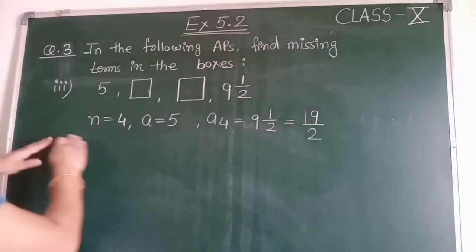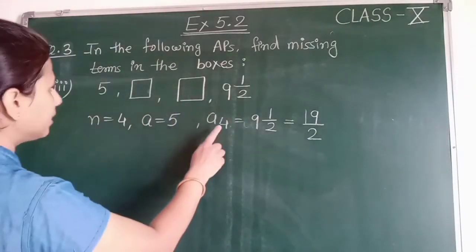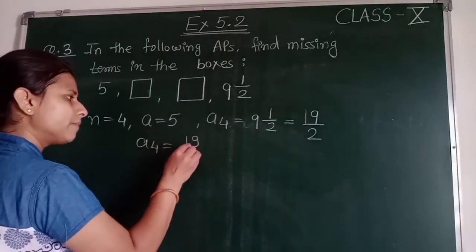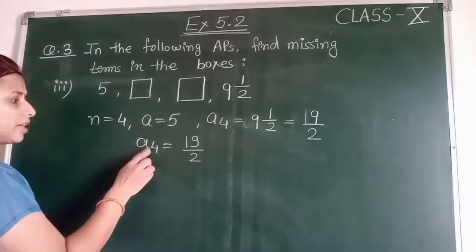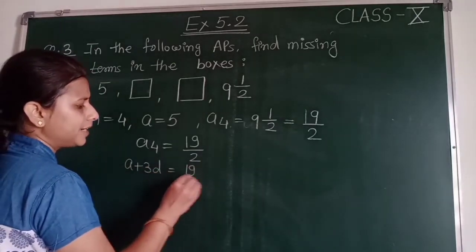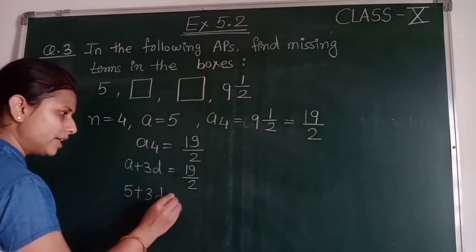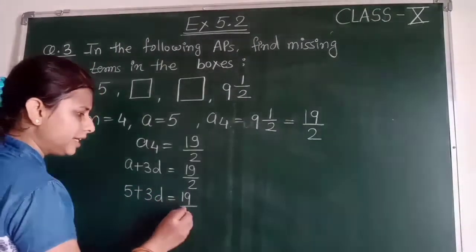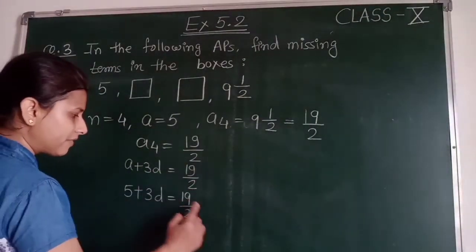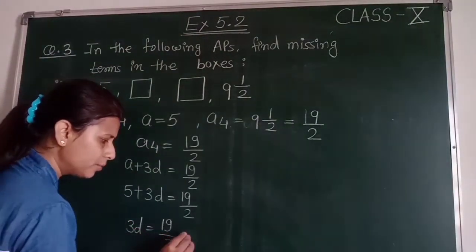Now with the help of these values, we will find the second and third term. Here the fourth term is 19 by 2. And from the general form, the fourth term can be written as A plus 3D equals 19 by 2. The value of A is here 5. We will substitute this value. 5 plus 3D equals 19 by 2. Then we will shift this plus 5 from the left hand side to the right hand side, and we will get 3D equals 19 by 2 minus 5.